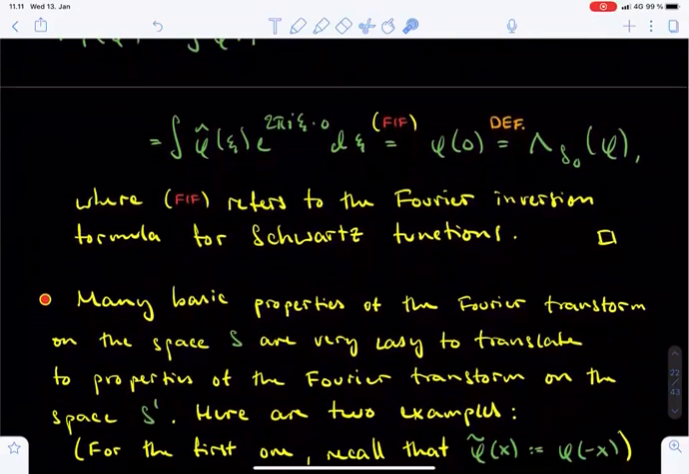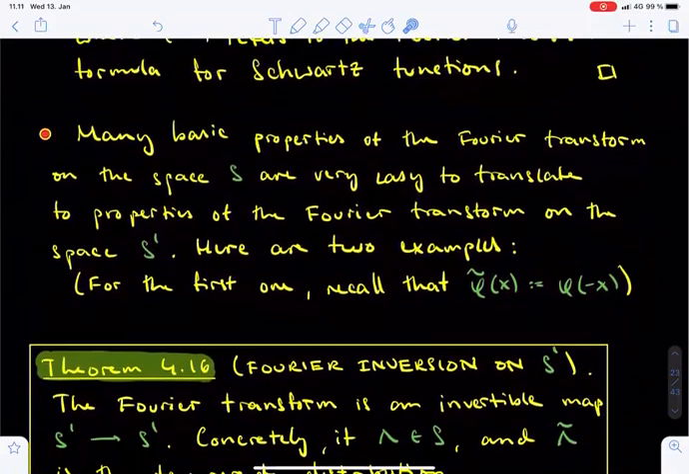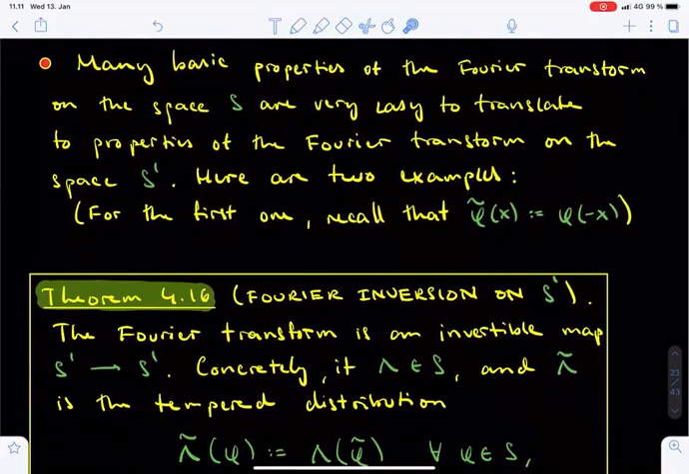Many properties of the Fourier transform on the space of Schwarz functions are mirrored to properties of the Fourier transform on the space of tempered distributions. We will see just one example of this phenomenon in this lecture and then a couple more in the next few lectures. Concerning the first example, we recall the notation tilde phi. If phi is a function on R^d, tilde phi is the function on R^d defined by tilde phi at x equals phi at minus x.